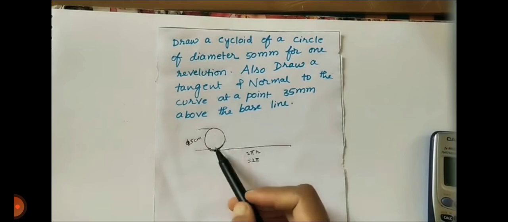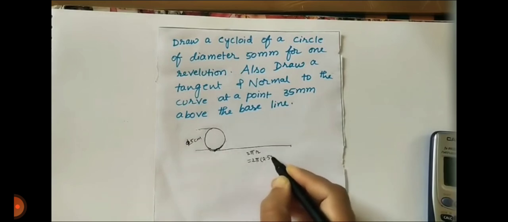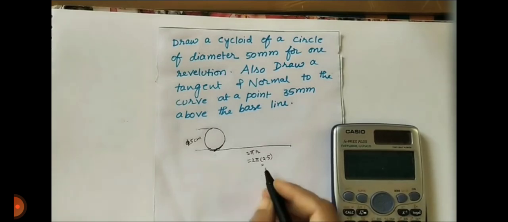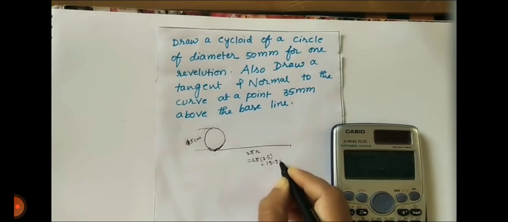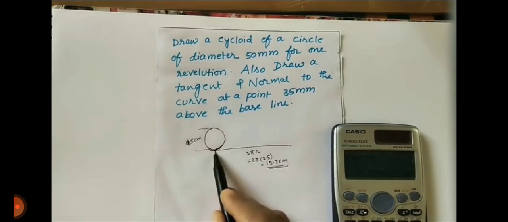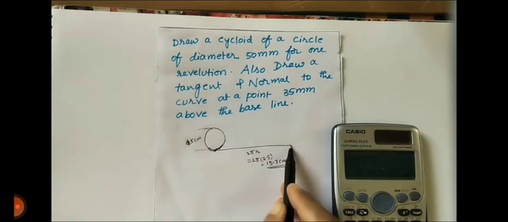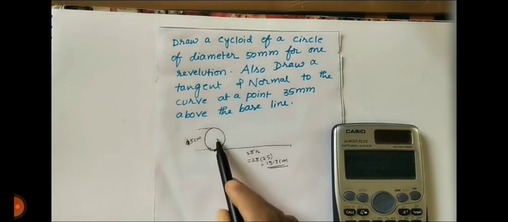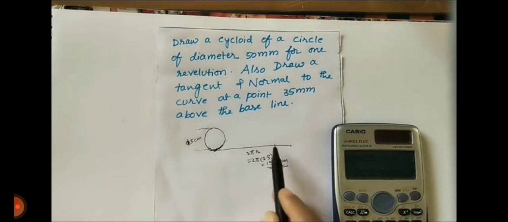the baseline. So firstly, how to draw a baseline? It is known as the perimeter. The formula is 2 pi r. We put the value of radius, which is 25 mm, and by using a calculator we can calculate the perimeter for the baseline. It is near about 19.7 centimeter, means 197 mm. So in this way, by using that formula we can calculate the perimeter.